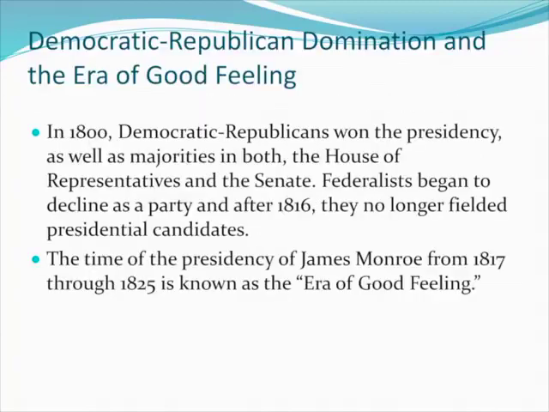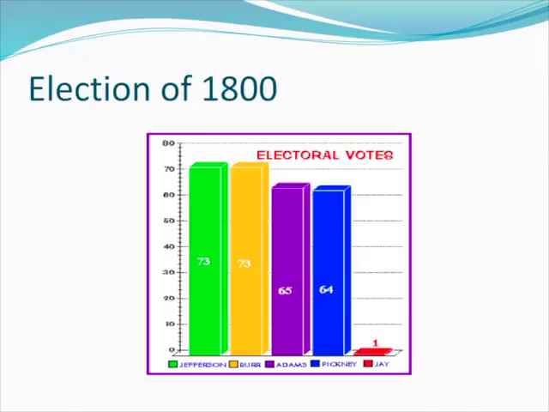Democratic-Republican domination in the era of good feeling. After the election of 1800, Democratic Republicans became ever stronger as a party, and the Federalist Party began to fade. So much so that between 1817 and 1825, there was no national competition to speak of. There was really one party controlling everything: presidency, Congress, and the Federalist Party disappeared. And that was the so-called era of good feeling, because you only had one political party.